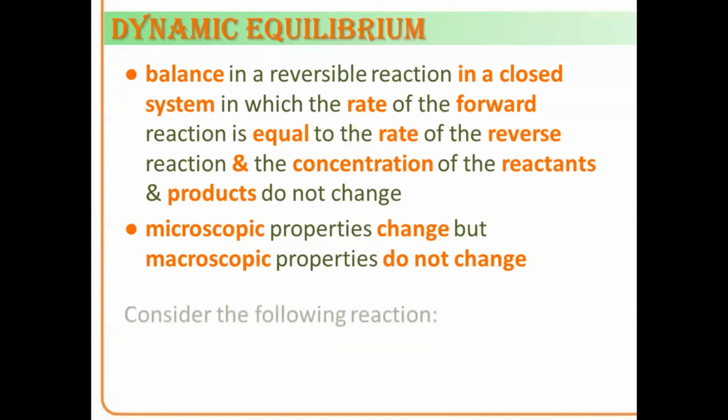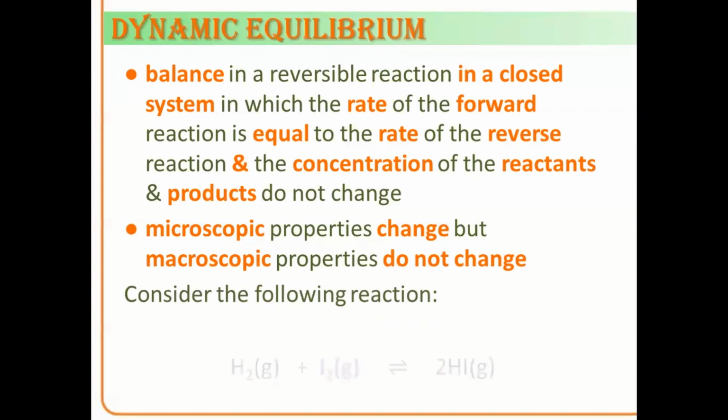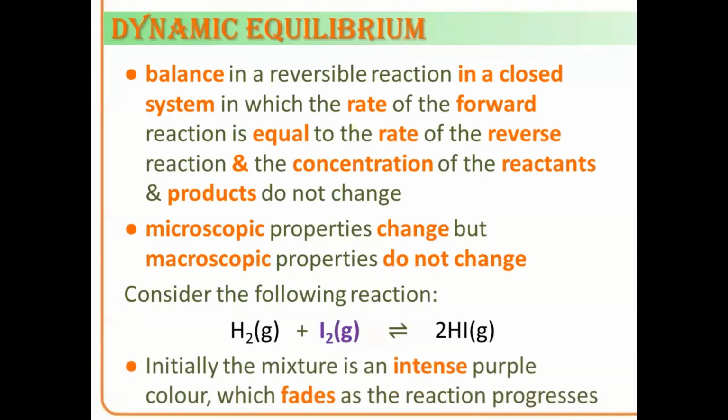Let's look at an example, the reaction between hydrogen and iodine to form hydrogen iodide. This is a reversible reaction. And the good thing with this reaction is that we have a substance that is colored. Iodine vapor is colored, a purple color. Hydrogen and hydrogen iodide are colorless. So what happens in this reaction is when we start the reaction, we mix hydrogen and iodine, we are going to observe an intense purple color for the iodine.